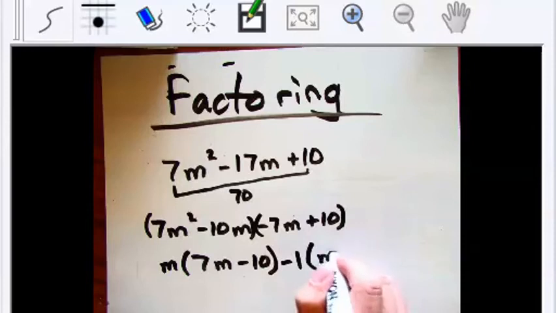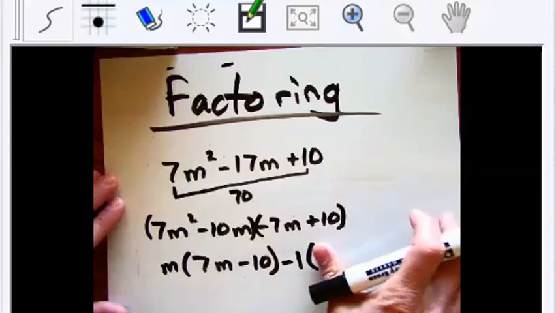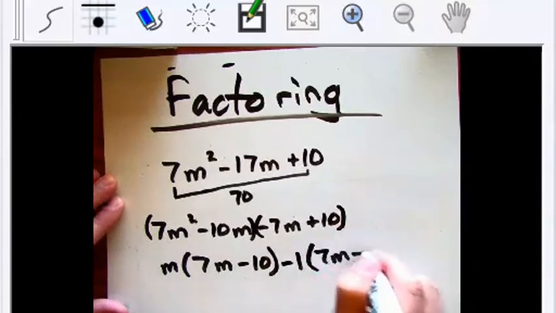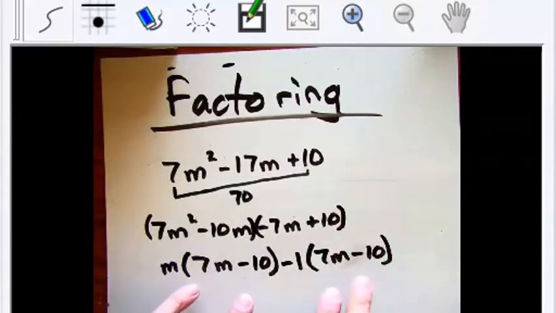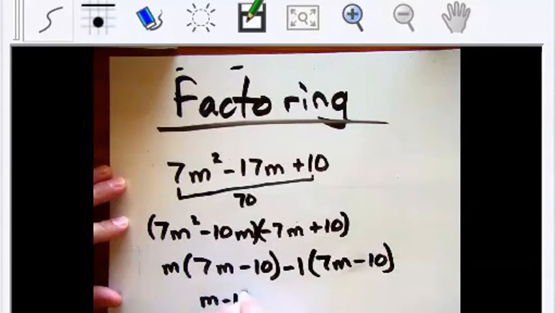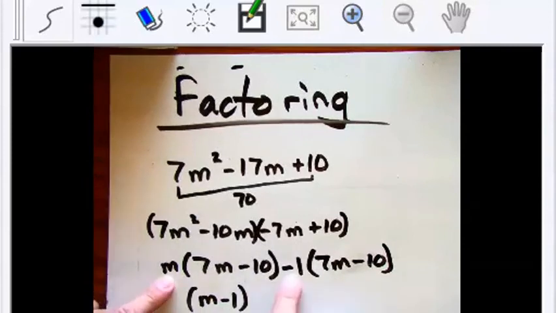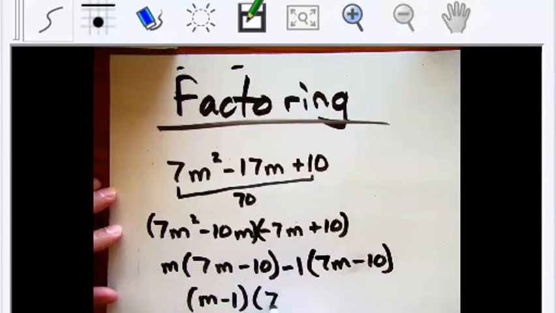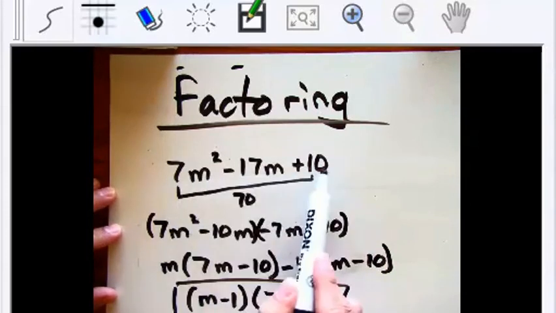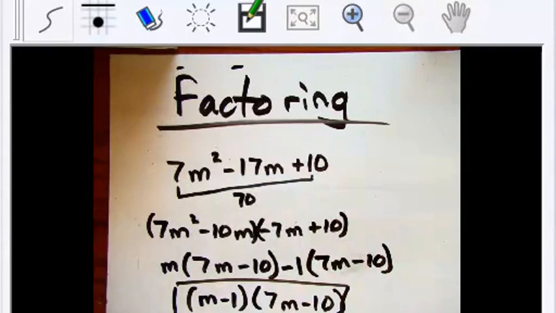And that would change this to, should be 7m minus 10. Okay, if you do this correctly, these two guys should be exactly the same. So my final answer would be m minus 1, which came from here and here, and then this guy, 7m minus 10. Okay, so if I multiplied these two binomials together, I would end up with this guy in the end. Okay, so hopefully that helps you guys.